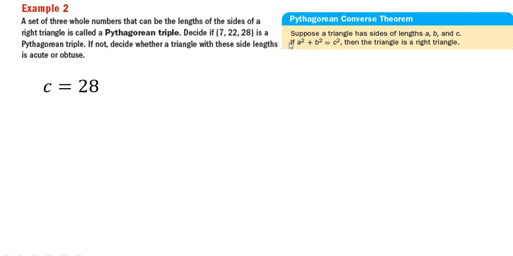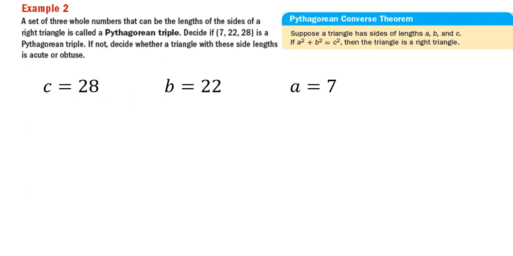So I'm going to call c 28. Why? Because if these are side lengths of a right triangle, 28 has to be c, since c is the longest side, the hypotenuse, and 28 is clearly the largest number of the 3. Then a and b are interchangeable. It doesn't matter which one is which, but I'm going to call b 22 and a 7. I could switch those around, it's fine, but c has to be 28 because it's the longest side.